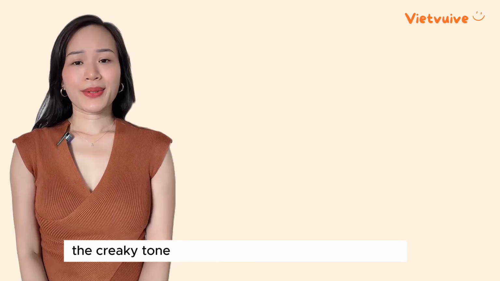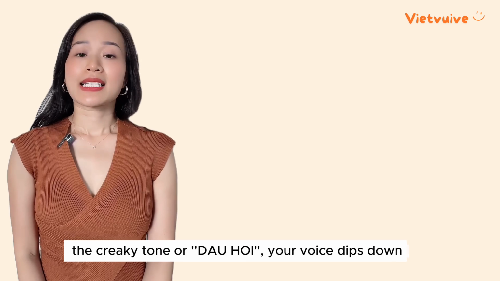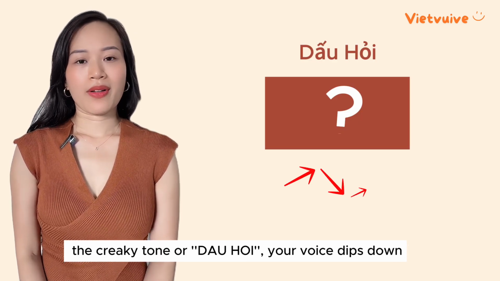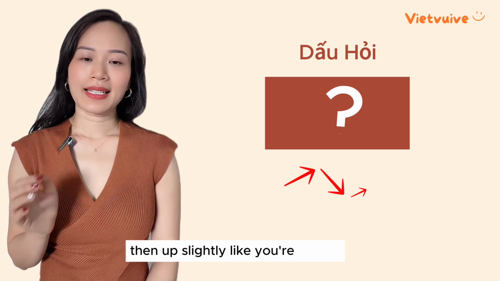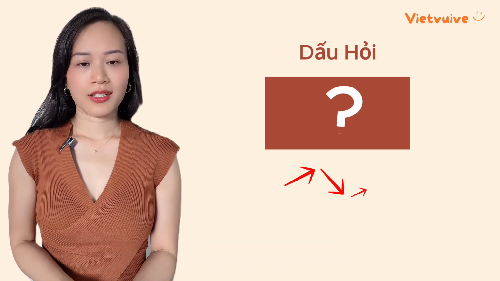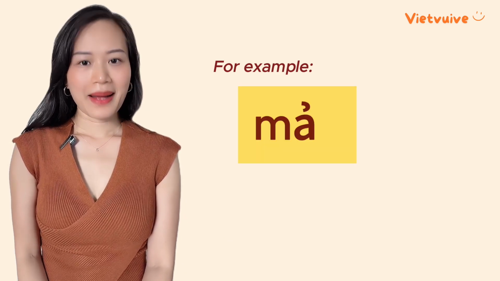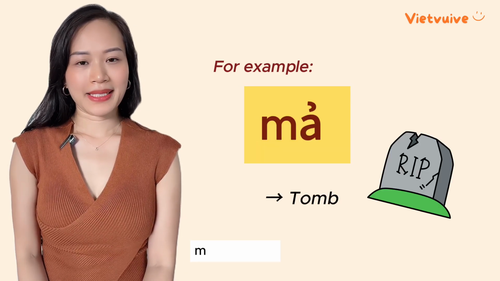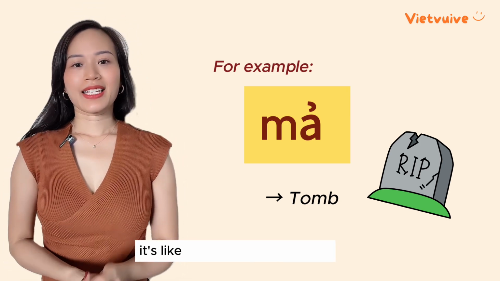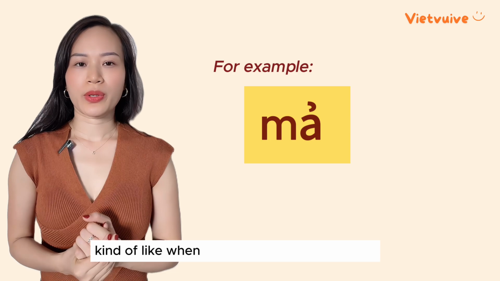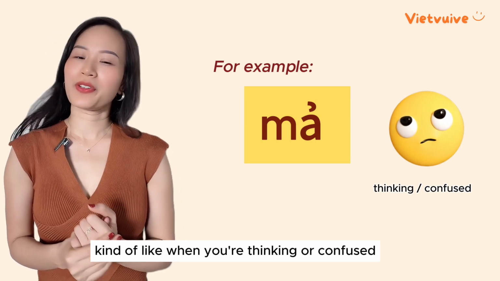Next is the questioning tone, or dấu hỏi. Your voice dips down, then up slightly, like you're unsure. For example, mả means tomb. It's like a little dip in your voice, kind of like when you're thinking or confused.